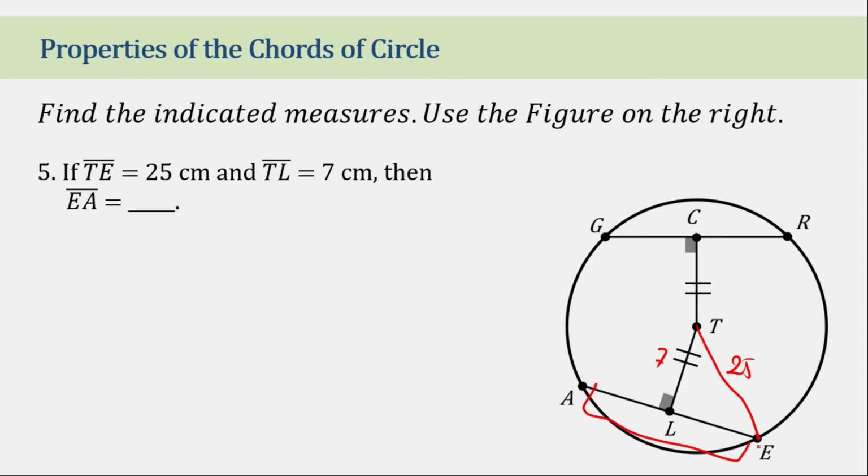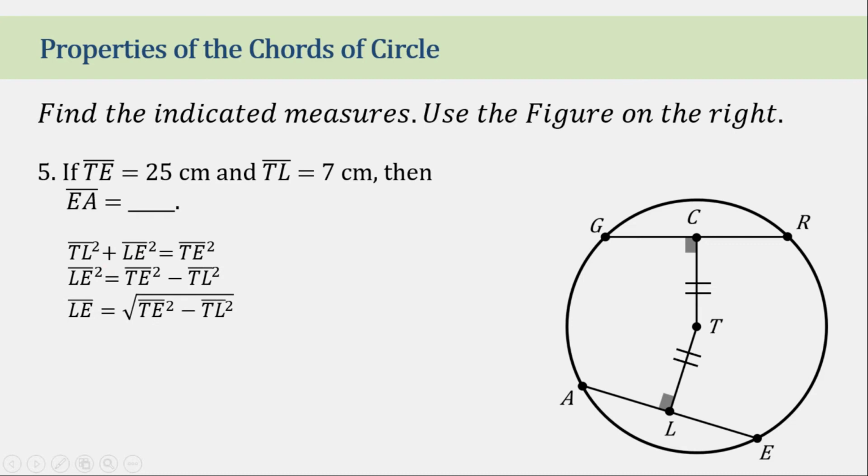To find the measurement of EA, the best way to answer this is to find the measurement of EL, this side, EL. Now, to find the measurement of EL, we need to use the Pythagorean theorem on this equation, in this problem. Again, our sides are TL and EL. We need to transpose this on the other side. So that gives us this one. And we will get the square root of both sides. And that gives us this one.